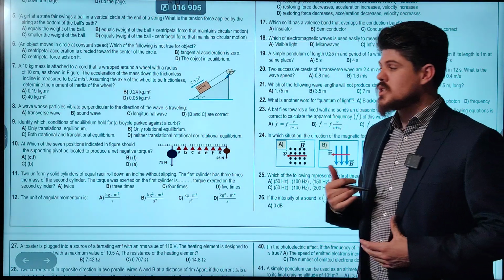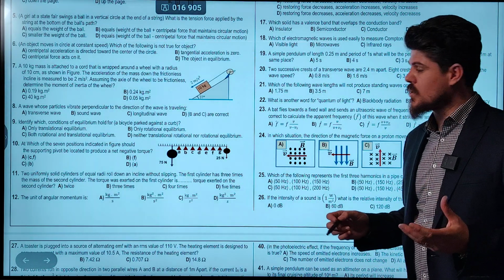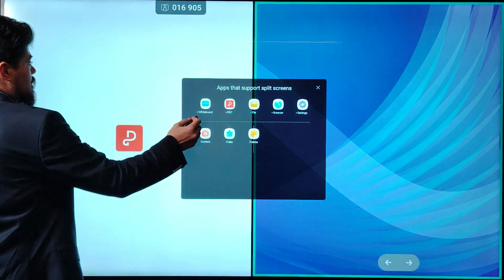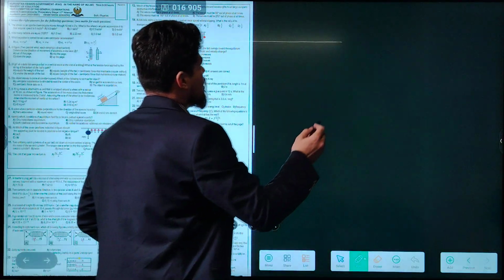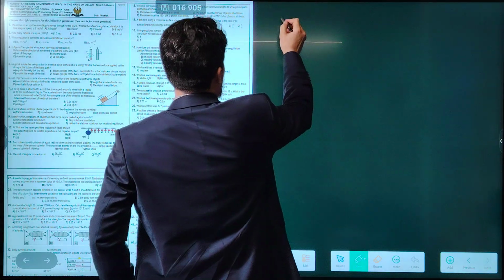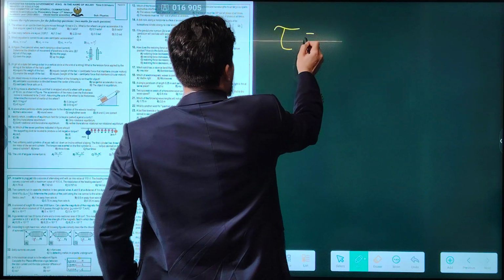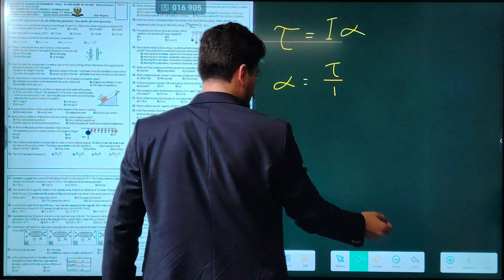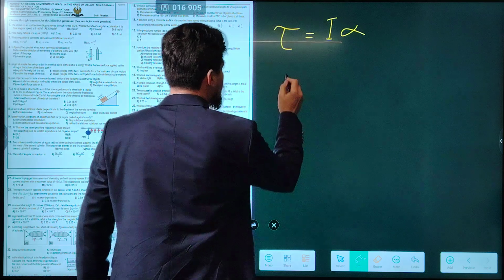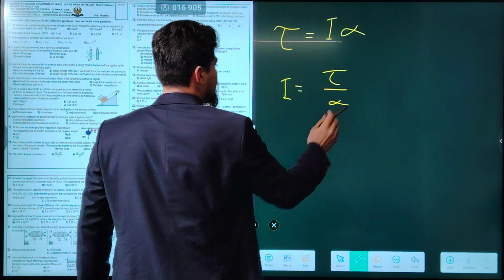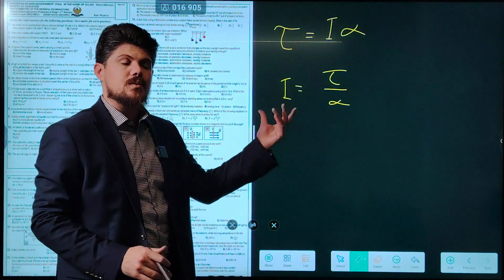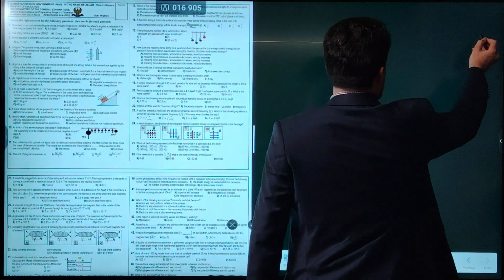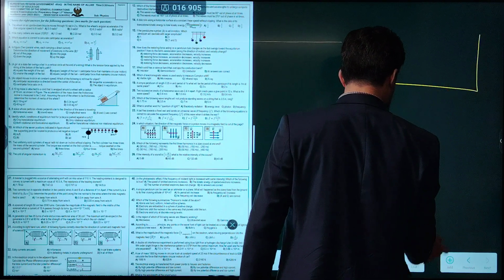To determine the moment of inertia, we have to use Newton's second law for rotational motion. Torque is equal to I alpha. Alpha is equal to torque divided by moment of inertia, so moment of inertia is equal to torque divided by alpha. By using this equation, you can determine the moment of inertia for the wheel. First of all, you have to draw the figure, and already the figure is given.